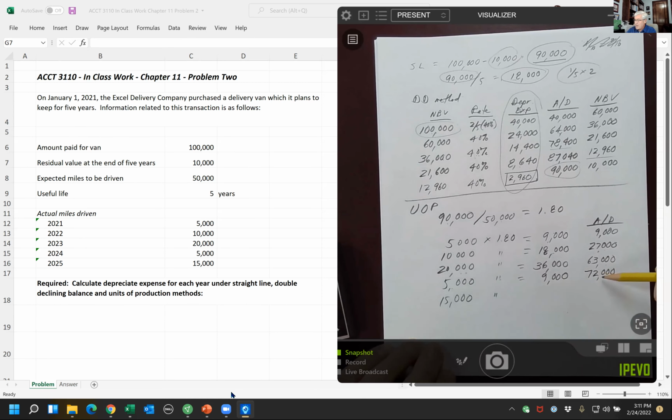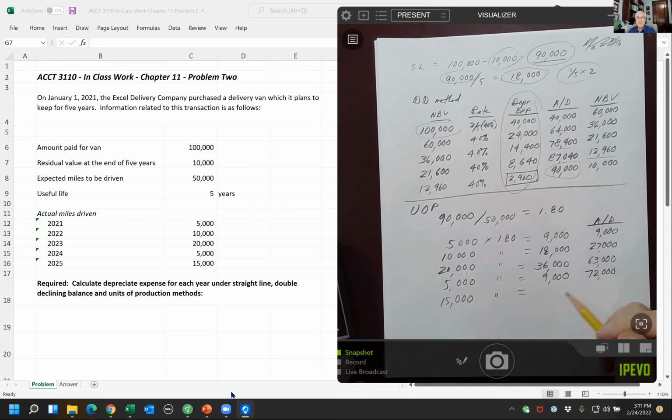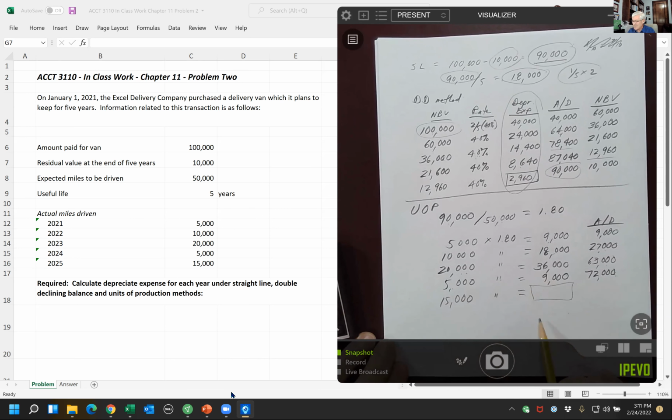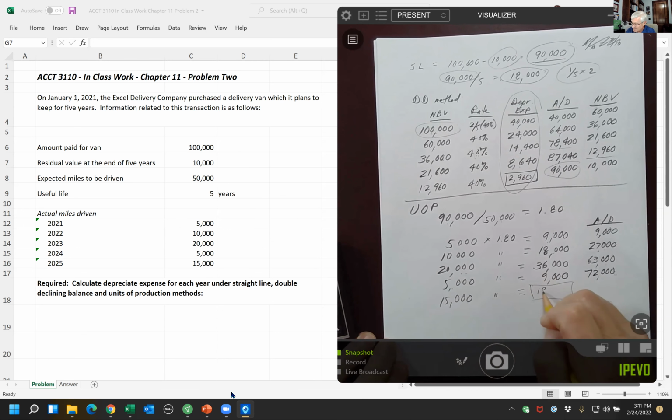So I know my next year cannot be more than 18,000. I use it 15,000 times $1.80, 27,000. I cannot do 27,000. I can only do 18,000. Why?